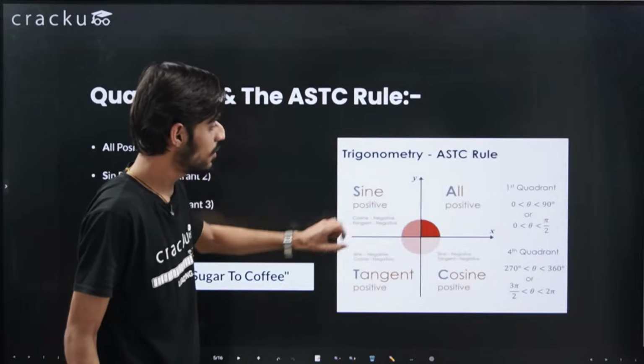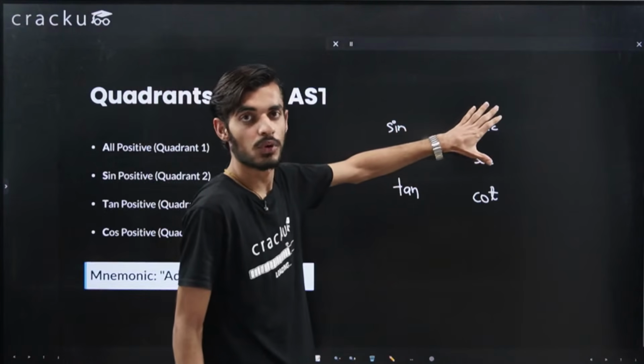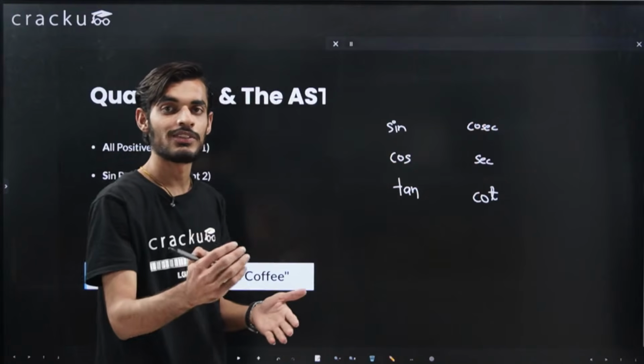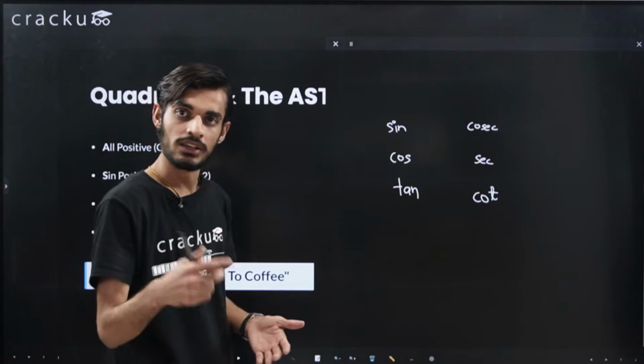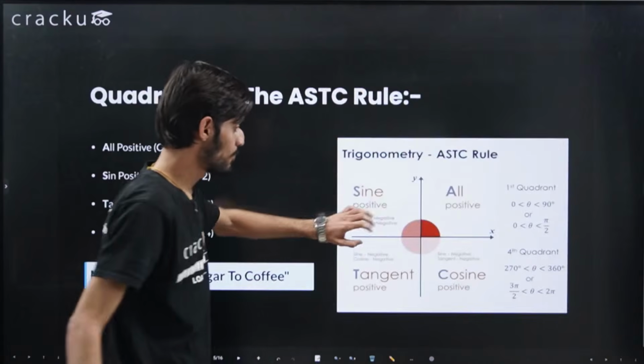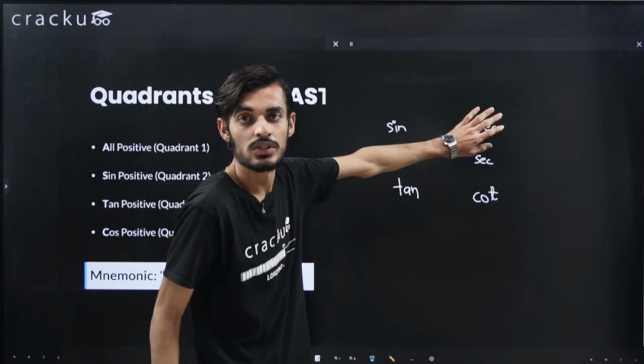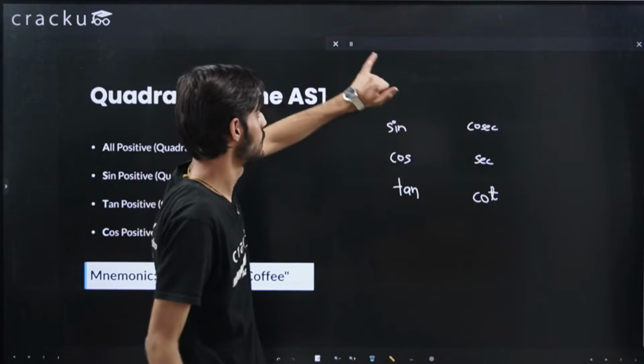In the second quadrant, only sine will be positive. Because sine is positive, its reciprocal will also be positive. If we have a positive number and we write the reciprocal of it, that will also be a positive number, right? So in the second quadrant, sine is positive, as well as its reciprocal, that is cosec.